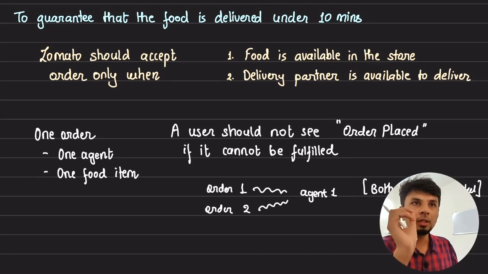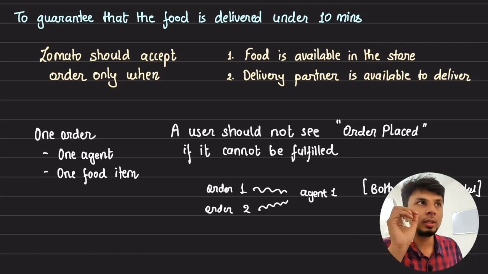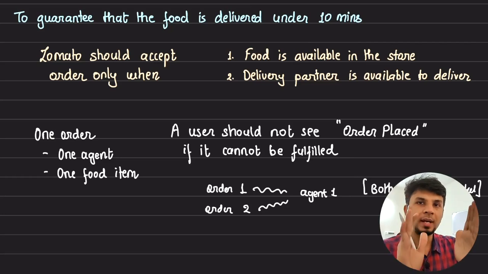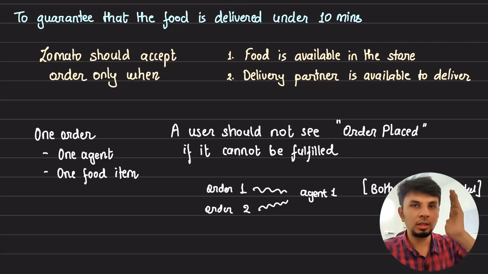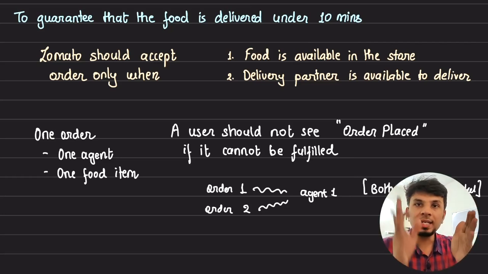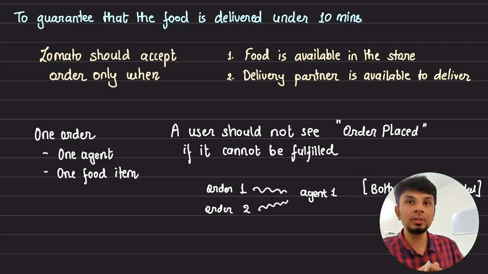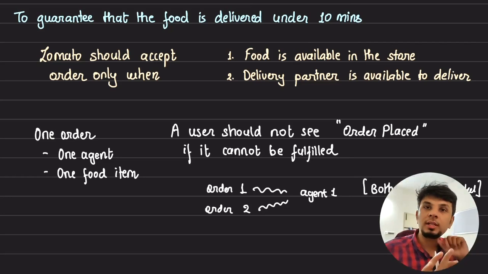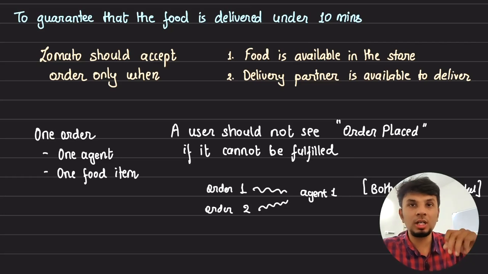Right? So here, the core part that we have to guarantee is unless both of them are there, which means unless the food is available and delivery partner is available, then only you'll tell user that the order is placed. Otherwise, you'll not tell the user that the order is placed, right? So order placing API should fail if either of the two conditions is not matched.